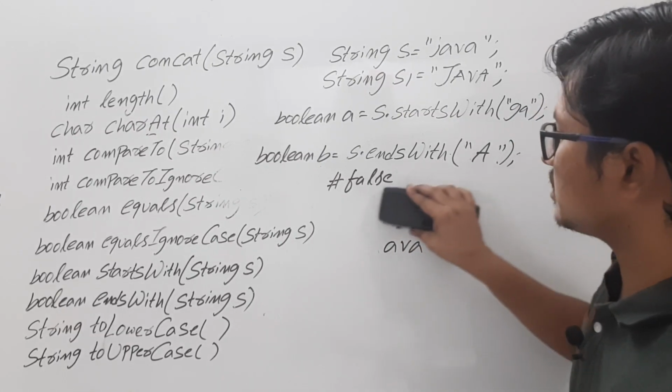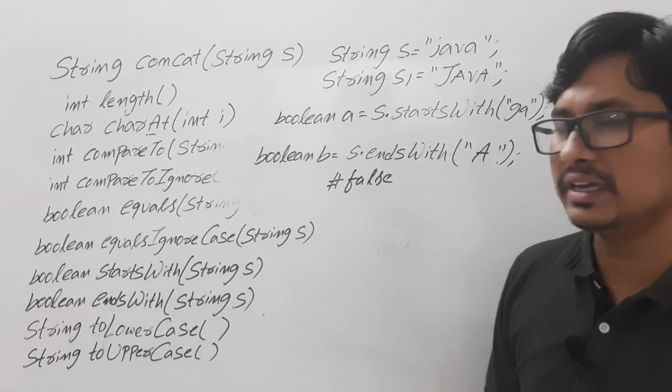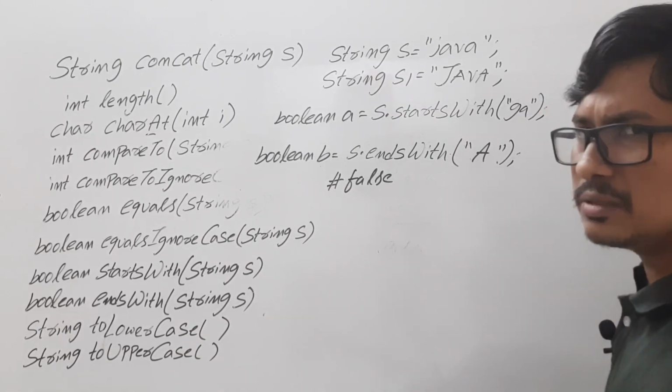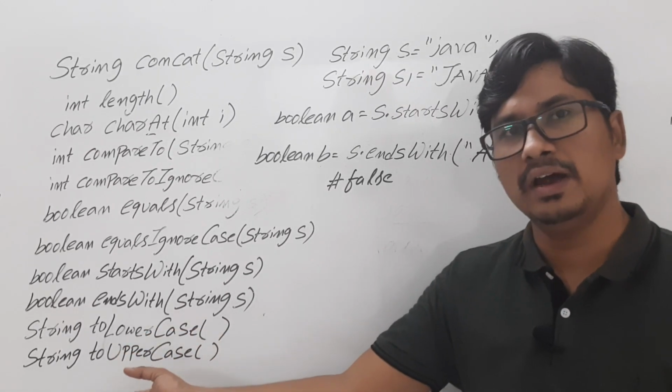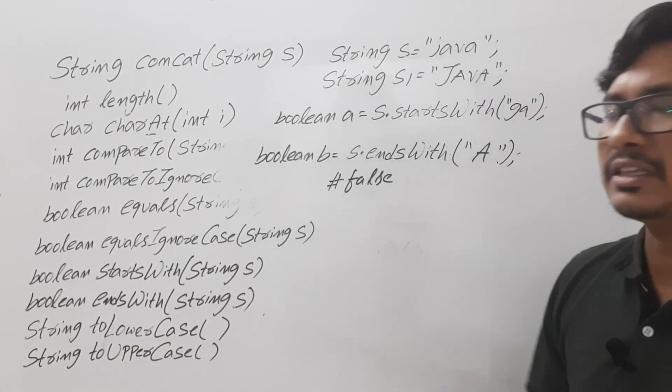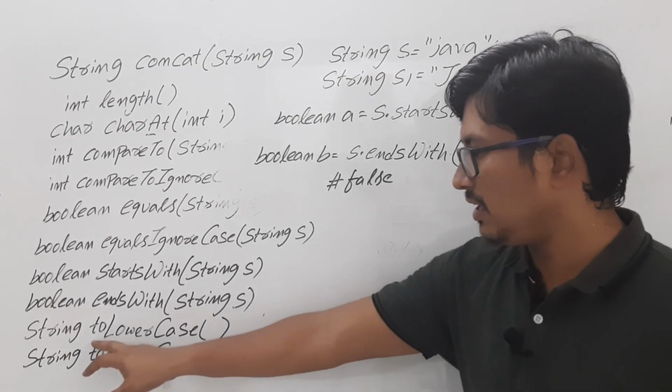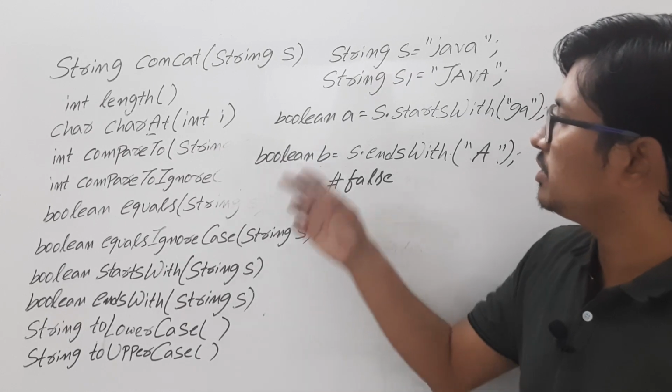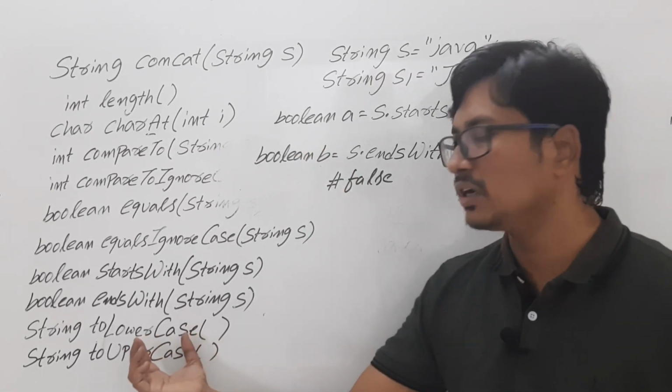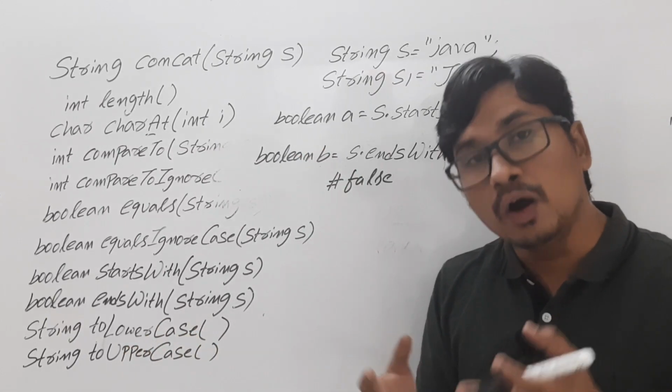Now let me discuss toLowerCase and toUpperCase. This is very simple. Maybe a lot of people would have identified what output these two methods will give. If I write toLowerCase, if the string is in uppercase, it will convert everything into lowercase.